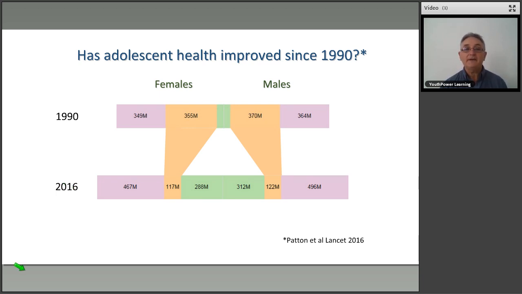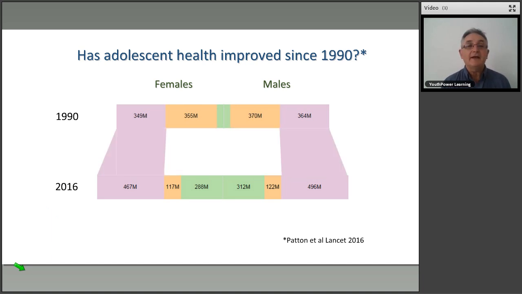But the biggest change has been in terms of the number of adolescents growing up in multi-burden countries. Since 1990, this has increased markedly for both males and females. So, in 26 years, in adolescent health, the world has become a more unequal place, but the challenge of adolescent health and adolescent disease burden is greater due to demographic change in multi-burden countries, greater in 2016 than it was in 1990.